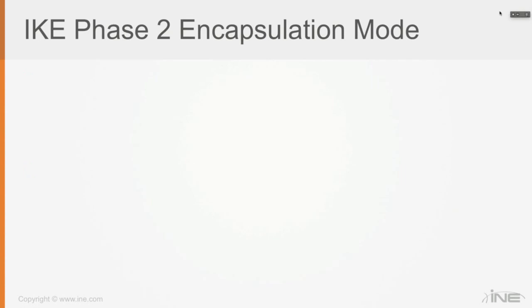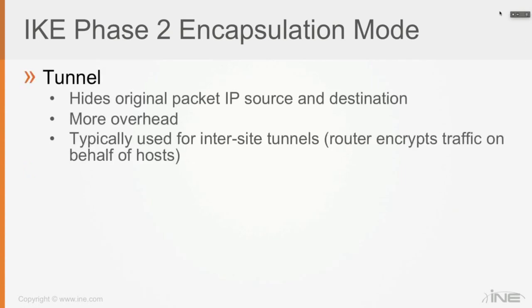Now, what is encapsulation mode? It can be tunnel mode, which adds more overhead because when I'm going to send the packets in the IPsec tunnel, if we negotiated tunnel mode, it means that we're going to add a new IP header to that packet which is sent in the IPsec tunnel. So in tunnel mode, we hide the original packet IP source and destination. This is typically used for inter-site tunnels, which means for IPsec VPN tunnels between routers or between VPN gateways or between firewalls.